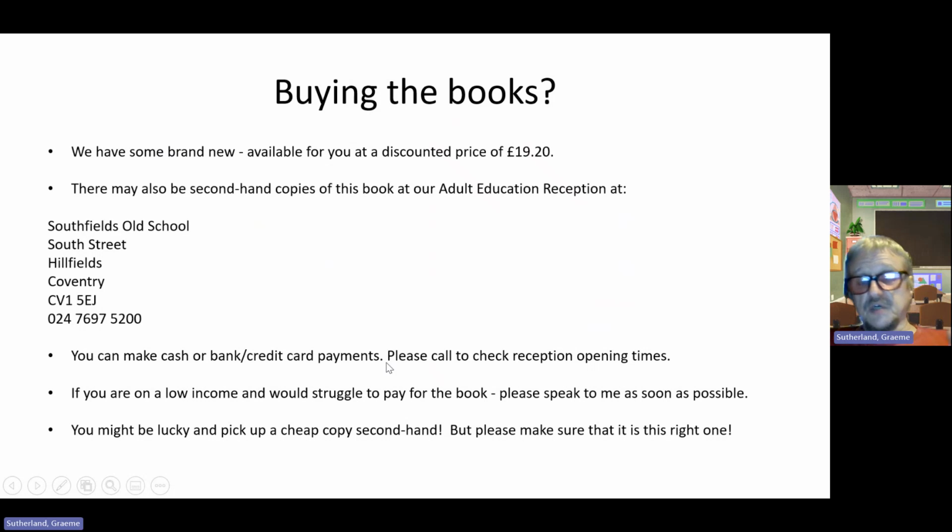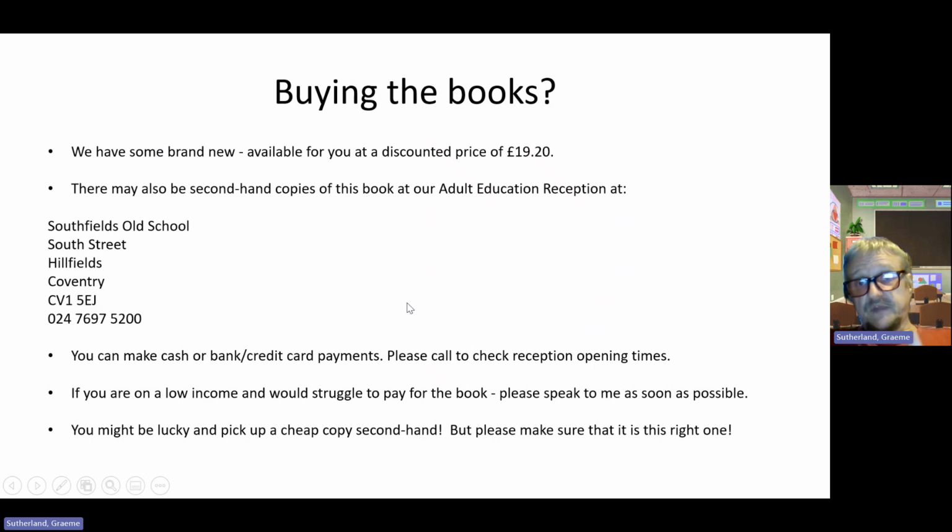If you will struggle to pay for these books, please get in touch with me as soon as you can, or ask your tutor to get in touch with me, and we will try and do something about that. I don't want anybody not having a book because they can't afford a book. It's going to be bad enough that we get people who can't get a book because they can't find one, but please let me know if you're going to struggle.